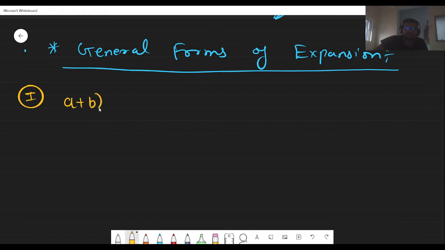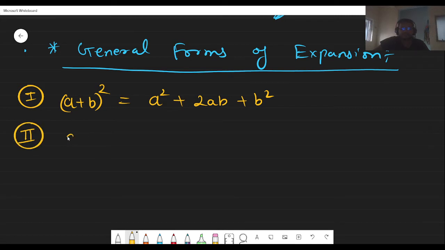(a plus b) whole square. (a plus b) whole square will be equal to a square plus 2ab plus b square. Now you can expand it and solve it yourself. Wherever help is needed, I will definitely do it, but wherever it is not needed, I will just simply write down the formula.